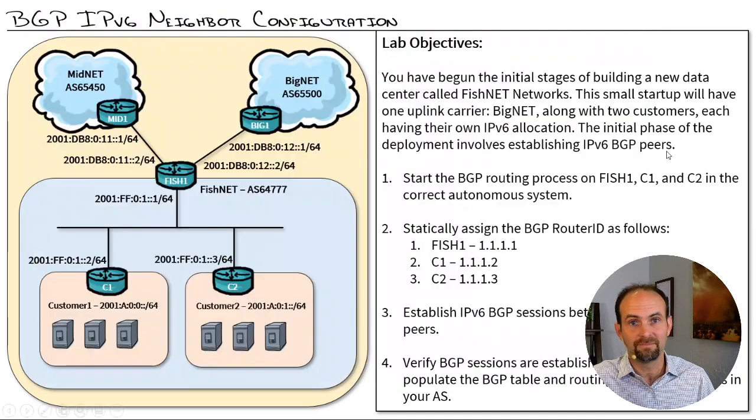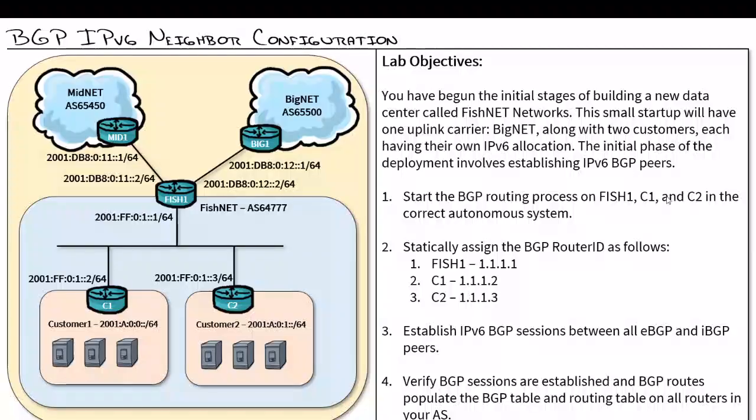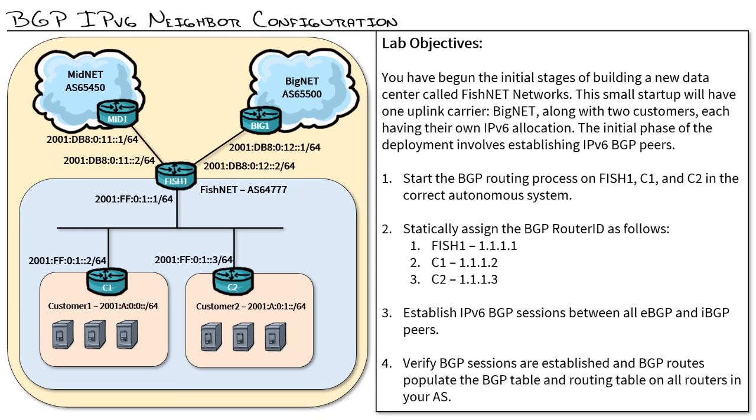But that should be it. Hang on, let me make sure we hit all of the objectives. You can see down at the bottom. I'm losing my screen. Hang on, let me see if I can scoot this back up. There we go. Verify BGP sessions are established and BGP routes populate the BGP table and routing table on all routers in your autonomous system. We just did that and we are looking good.